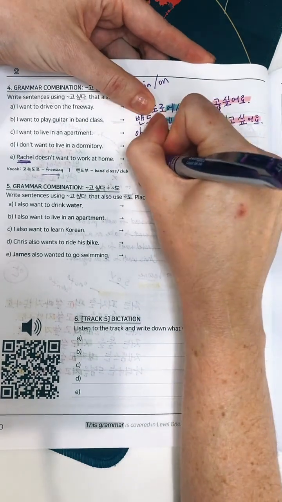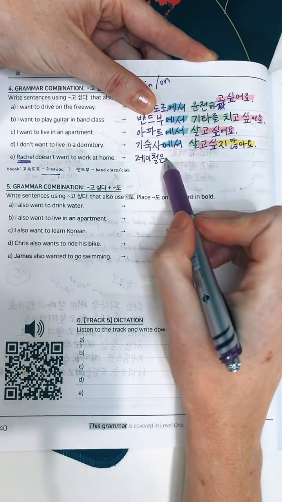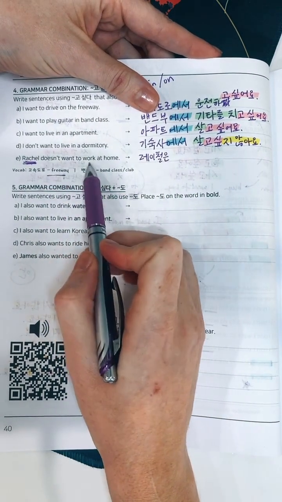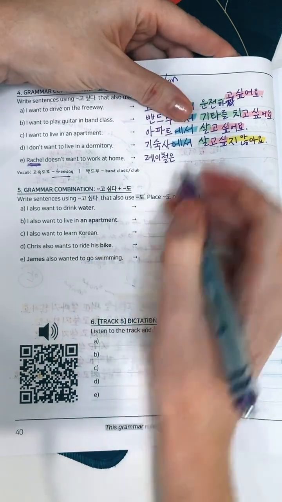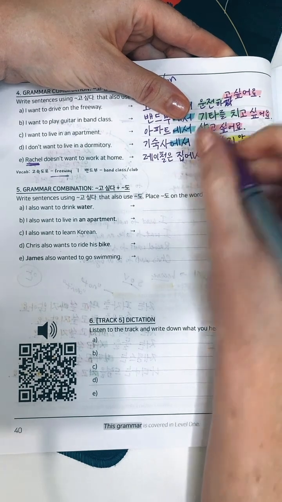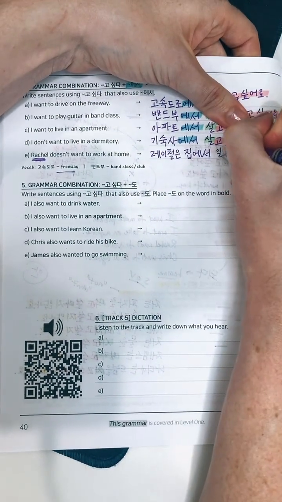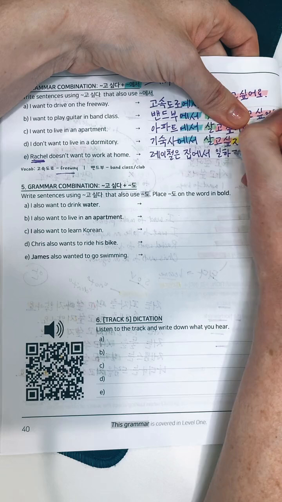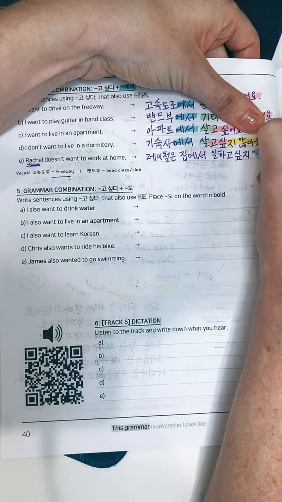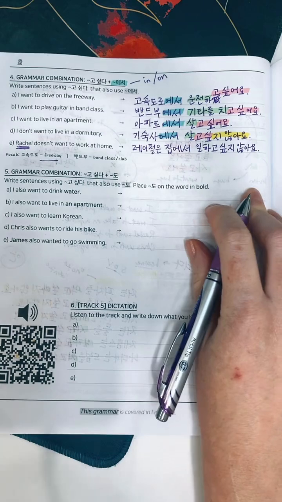All right, so starting with Rachel. 레이철은, right? She's the topic of our sentence. Rachel, we're talking about Rachel. She doesn't want to work at home. So home in Korean is 집. At home is 집에서. Same particle. And then to work is 일하다. That becomes 일하고 싶다. To say want to do, which of course we need to add our 지 않다 or our 안 to make it negative.